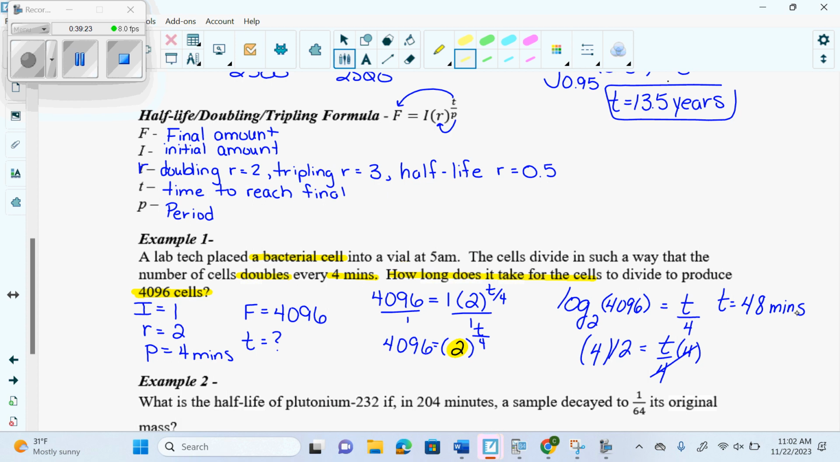And then when I would write my sentence, it would say, how long does it take for the cells to divide to produce 4,096 cells? It takes 48 minutes for the cells to divide to produce 4,096 cells.